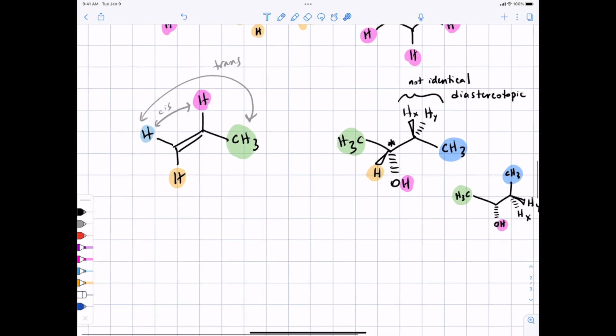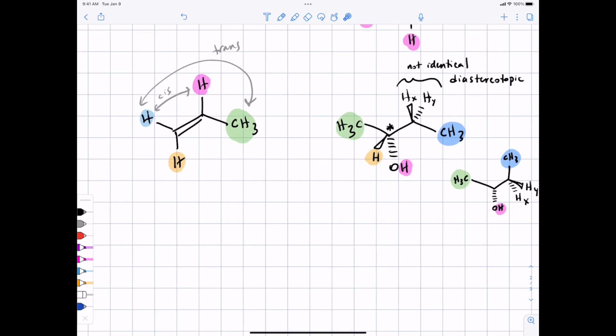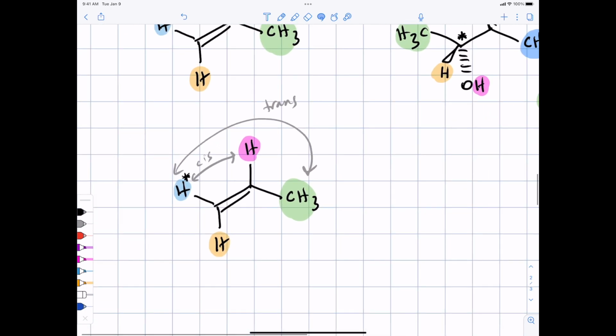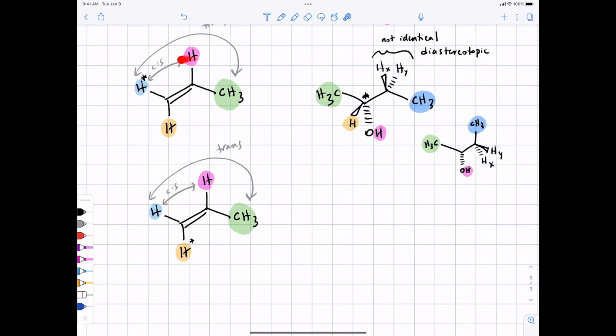And the way you can think about this is to imagine a thought experiment where you label the blue proton with some label that you can detect, and then you compare it to the situation where you label the other proton with something you could detect, and you ask yourself, what is the relationship between these two? And if they're diastereomers, the two protons are diastereotopic and are different. Okay? Now again, the biggest skill here is, can you identify protons that are not identical to each other?